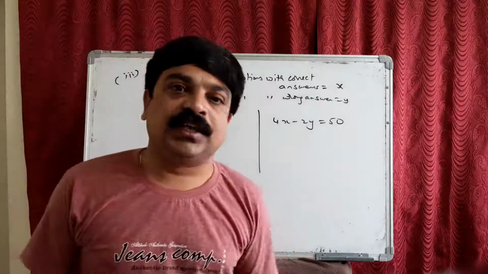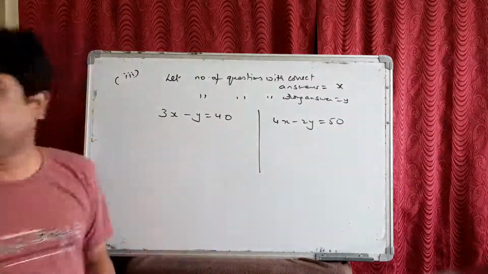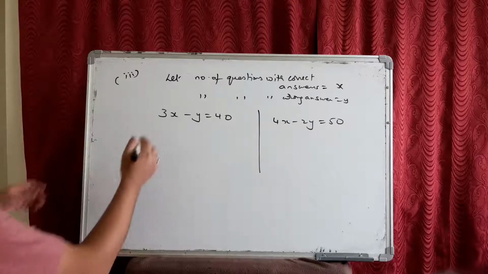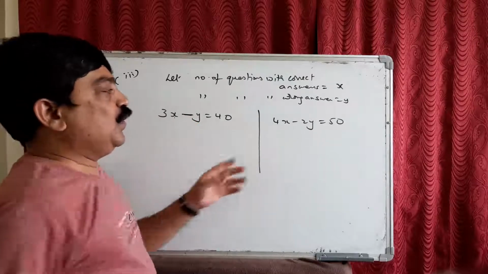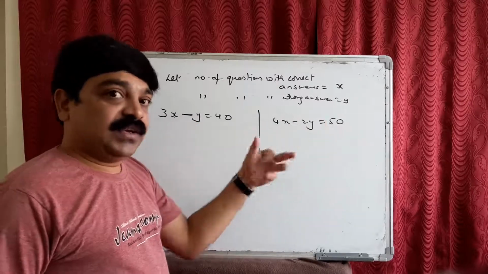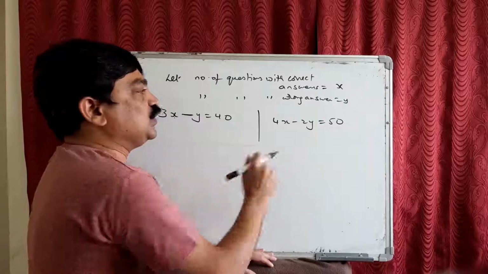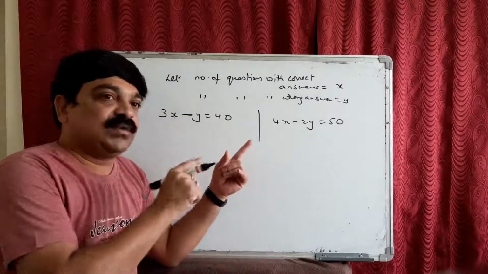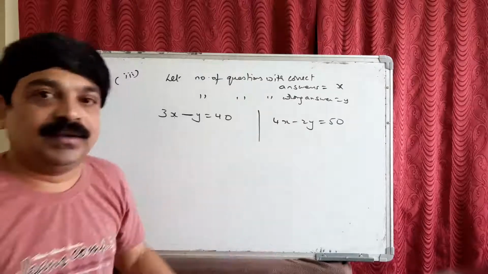What is the first condition they gave? 3 correct answers and 1 wrong answer, he got a total score of 40. He scored 40 marks, getting 3 marks for each right answer and losing 1 mark for each wrong answer. So 3 into correct answers minus, because of losing marks. And here, he got 50 marks with 4 correct answers and 2 wrong answers. This is the condition. We just need to solve these two using the cross multiplication method. Right? Keep pausing the video and check the equations, guys. Why minus here? Because of losing marks for the wrong answer. Okay?